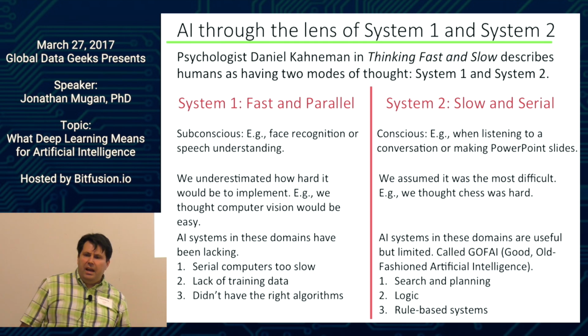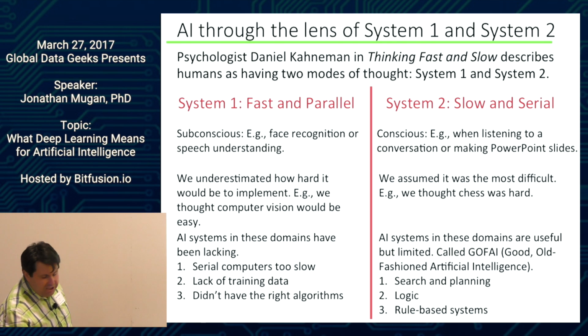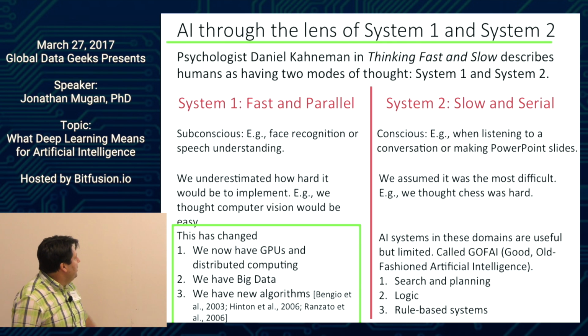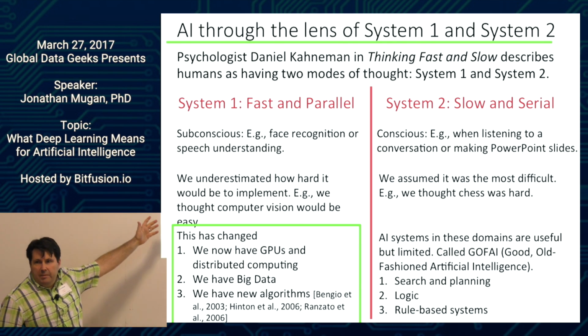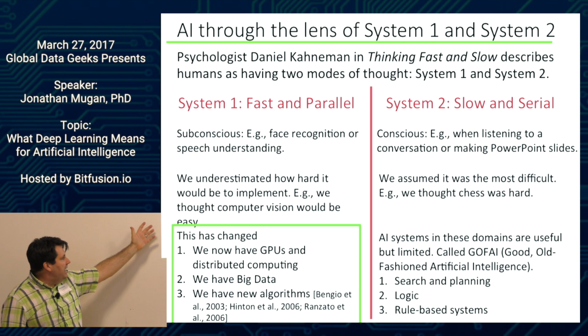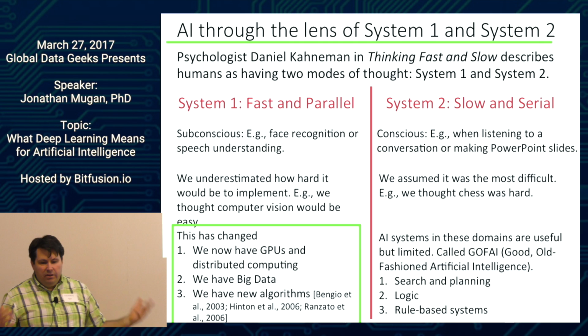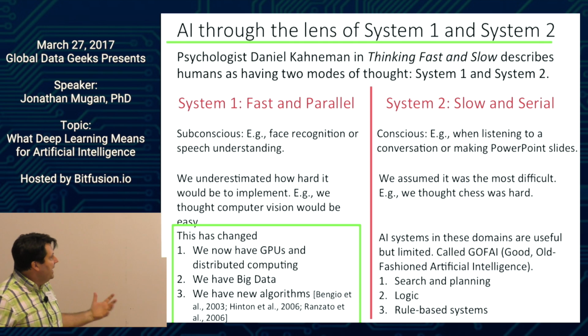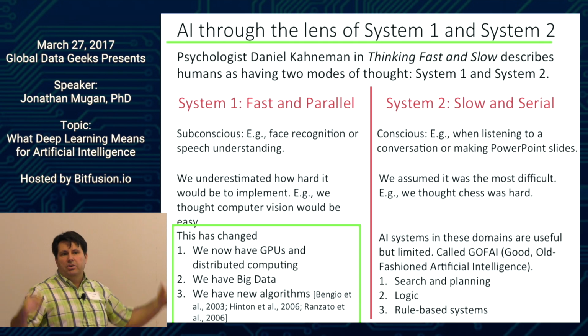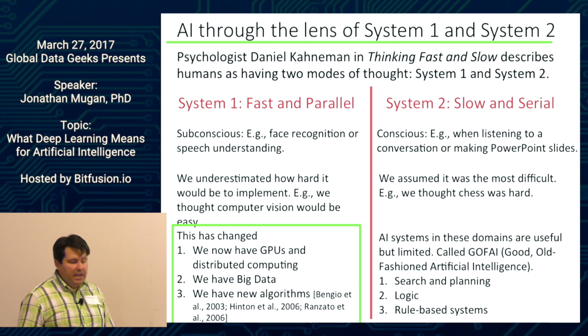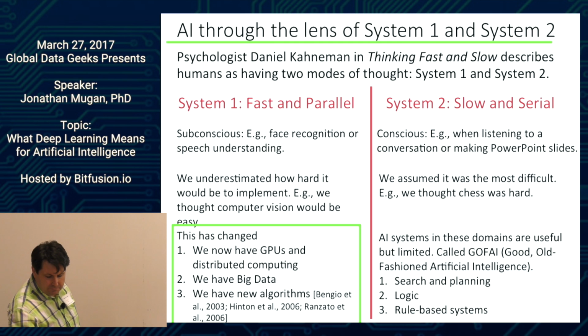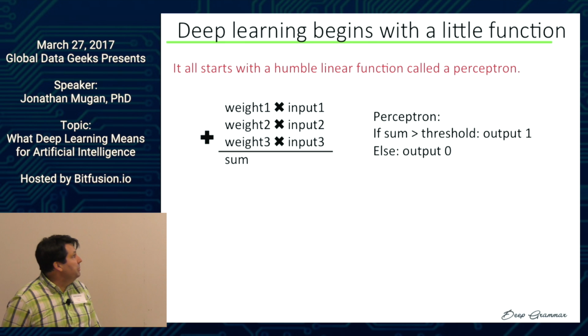But in the mid-2000s, this really started to change. We got new GPUs, video game processors. We had big data, and we had new algorithms. And this was where neural networks became deep learning. We scaled up neural networks into these big deep learning machines that we see today. And this is going to be the focus of the talk. So I'll first give you just the basics of deep learning for a few minutes.